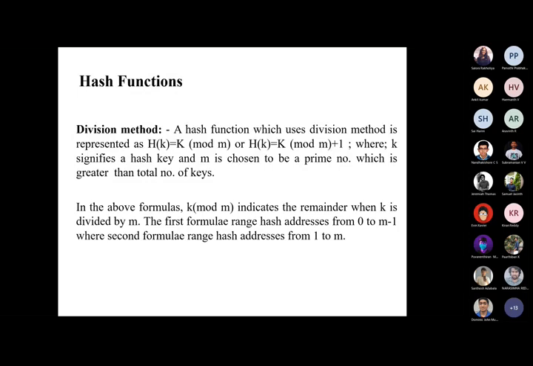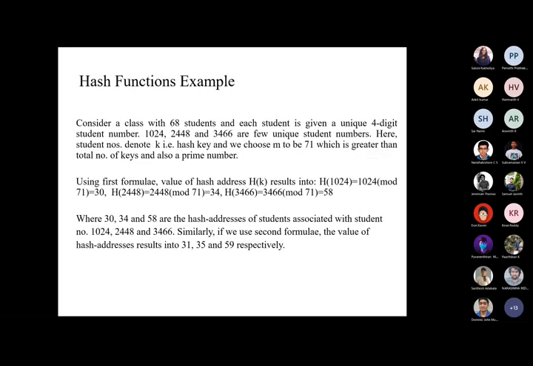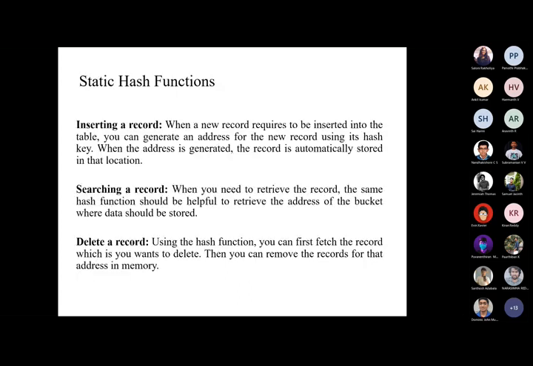So you are using either a hash function h(k) = k mod m, or h(k) = k mod m plus 1, where k is the hash key and m is a prime number greater than the total number of keys. And using that, we were generating the hash address or bucket address for the IDs 1024, 2448, 3346, and so on, right?